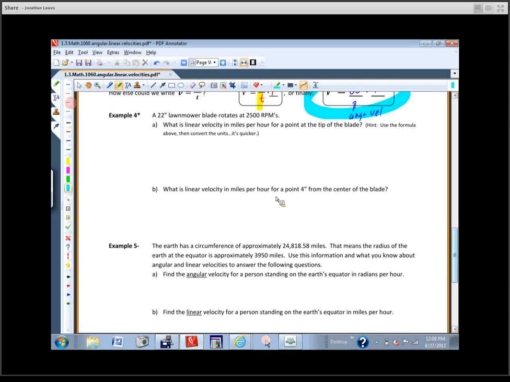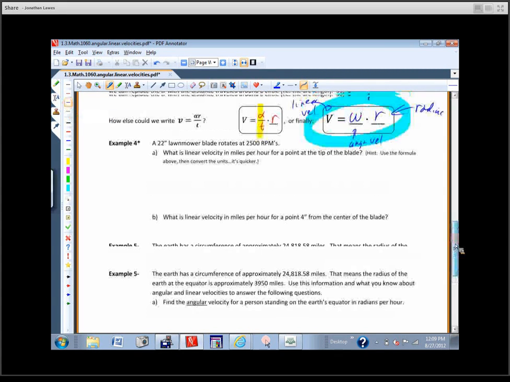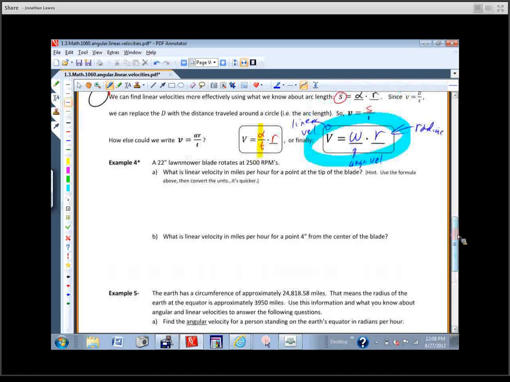This is going to look familiar. A 22-inch lawnmower blade rotates at 2,500 RPM. What is the linear velocity in miles per hour for a point at the tip of the blade? The hint is to use the formula above and then convert the units. We want linear velocity. We want to know the velocity. What's the angular velocity for this lawnmower blade? What was omega? We figured it out on the back side. What was it? 5,000 pi radians per minute, right?